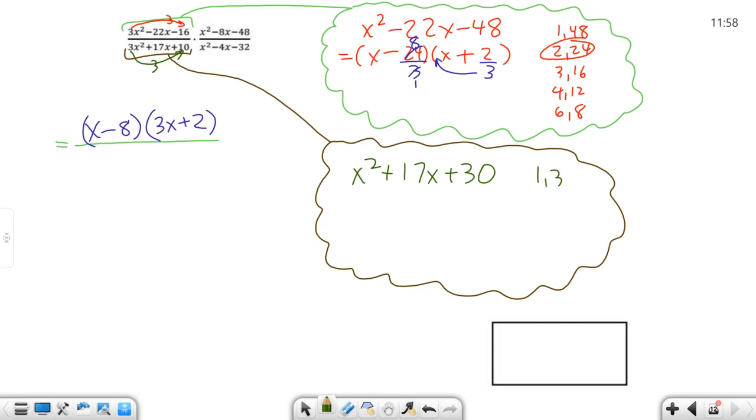So here, the factors of 30: 1 and 30, 2 and 15, 3 and 10, 4 doesn't work, 5 and 6, and I'm back to 6 and 5. So I want the factors of 30 that add to give me 17. What are they? 15 and 2. So we're going to come over here and say x and 15 and x and 2. And both signs are positive.